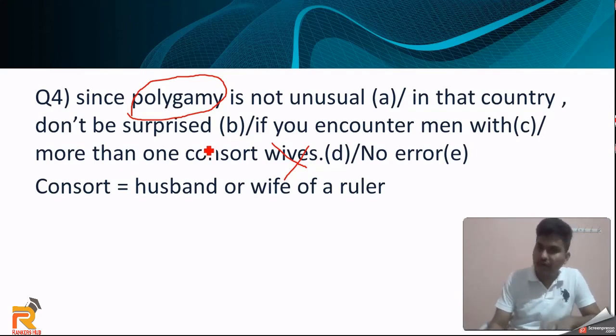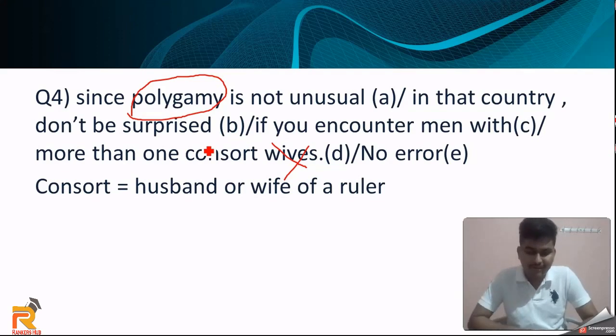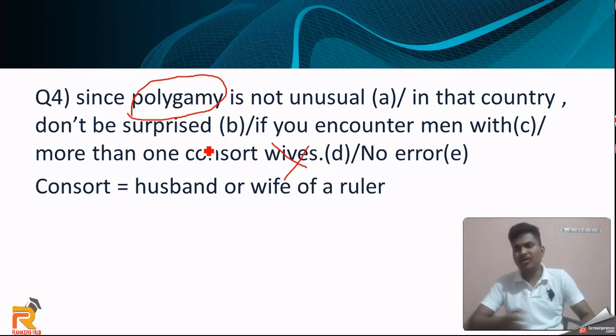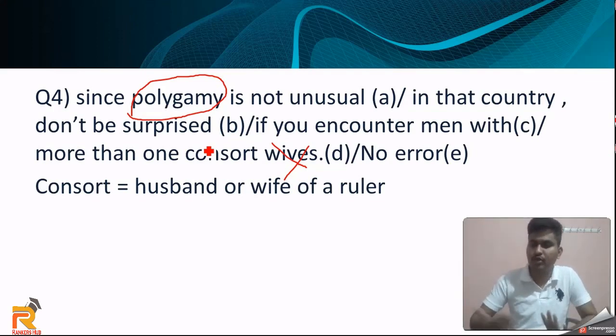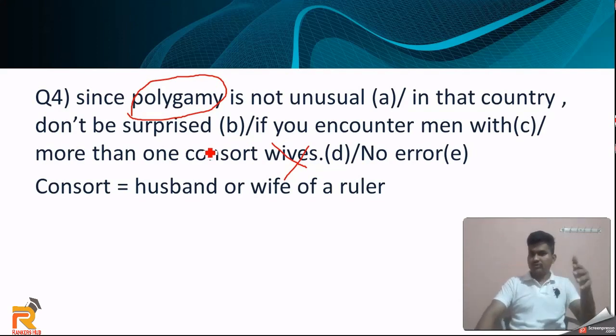Since polygamy is not unusual in that country, if we are talking about a particular country wherein a person marrying more than one wife or more than one female is not unusual, it is found everywhere. A person will be definitely having more than one wife. So let us go back to medieval time, right? In history, if you go back to medieval time, every king used to have more than one wife, right? So if you're talking about such a country, polygamy is not unusual. Don't be surprised if you encounter men with more than one consort. That's it. The meaning is, you don't have to be surprised if you find one person with 10 wives, right?